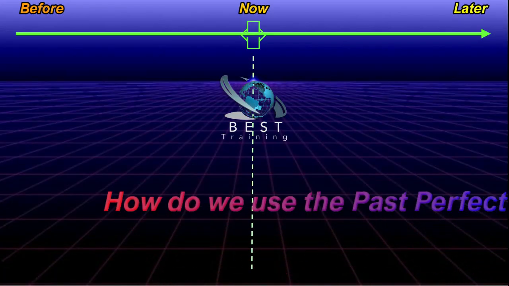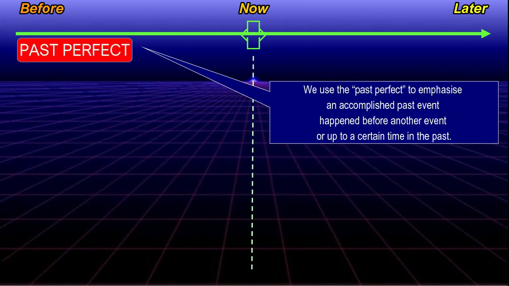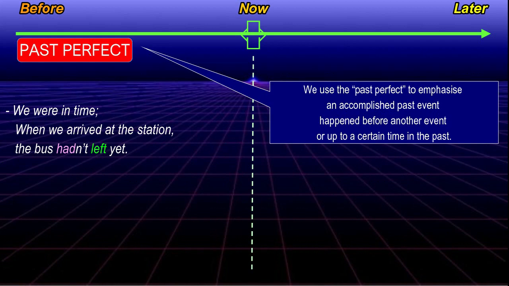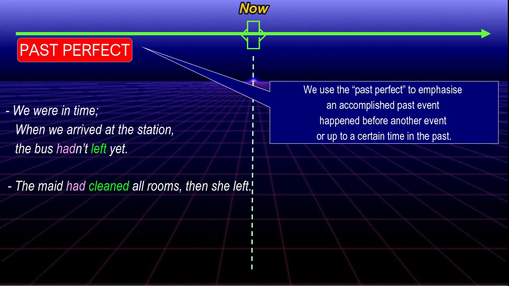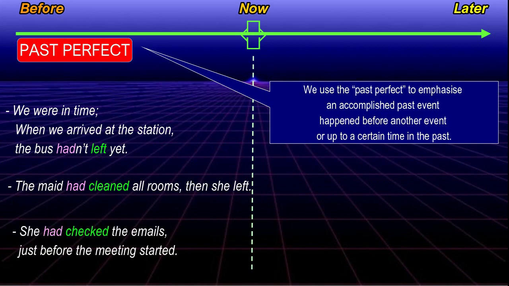How do we use the past perfect? We use the past perfect to emphasize an accomplished past event happened before another event or up to a certain time in the past. We were in time. When we arrived at the station, the bus hadn't left yet. The maid had cleaned all rooms, then she left. She had checked the emails just before the meeting started.